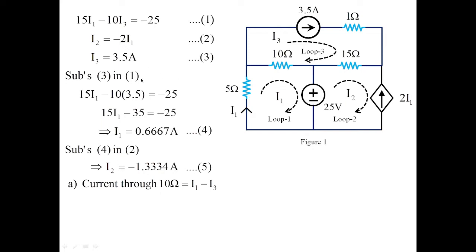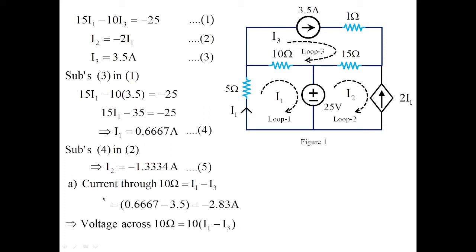Once we obtain the values of the currents, let us concentrate on the voltage, which is our basic requirement. We need to find out the voltage across 10 ohms. So it will be the current which is traveling in 10 ohms, that is I1 minus I3. So the value of current is obtained as minus 2.83 amperes. Therefore the voltage across 10 ohms according to Ohm's law is 10 (I1 minus I3), which gives the value minus 28.3 volts. Now we have satisfied the first solution.